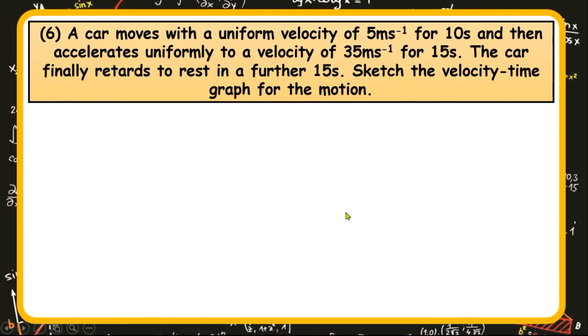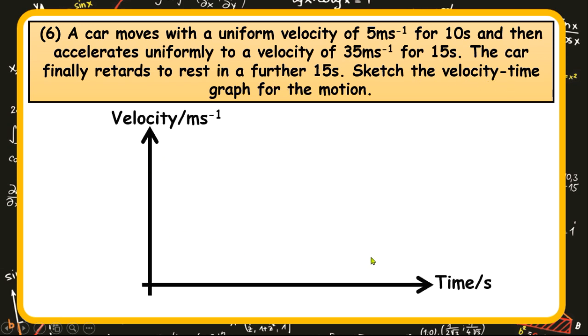So I'm trying to vary all the graphs. It says a car moves with a uniform velocity of 5 meters per second for 10 seconds and then accelerates uniformly to a velocity of 35 meters per second for 15 seconds. The car finally returns to rest in a further 15 seconds. Sketch the velocity time graph of the motion.